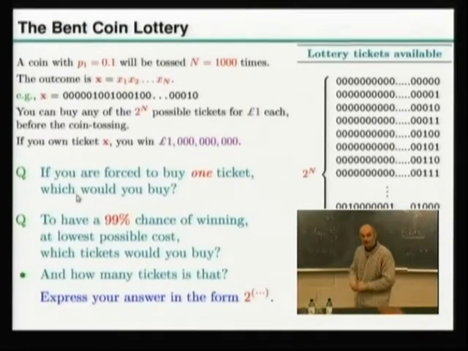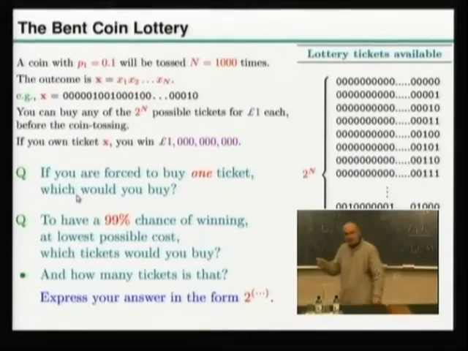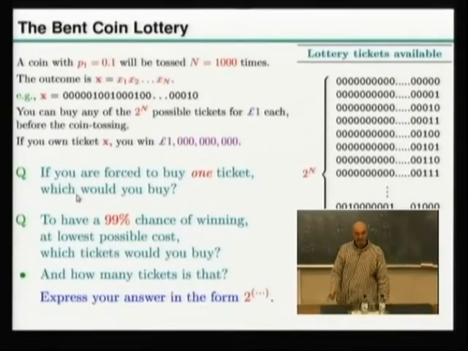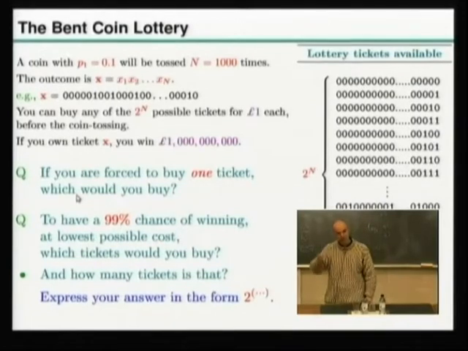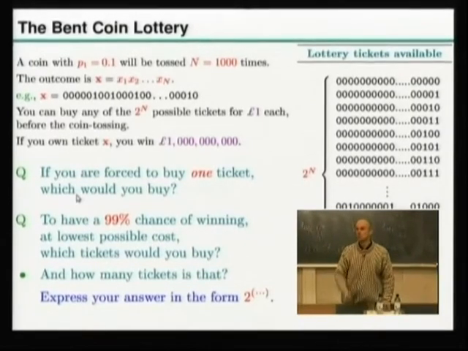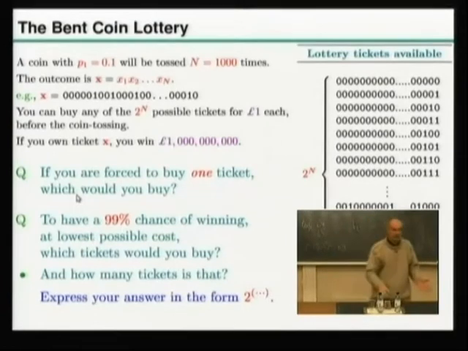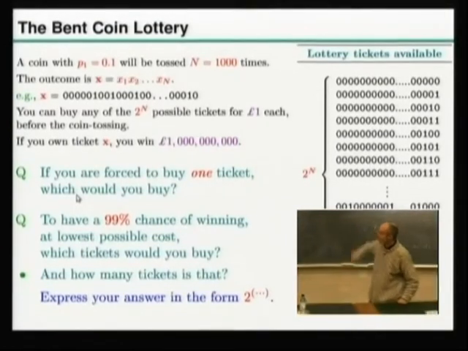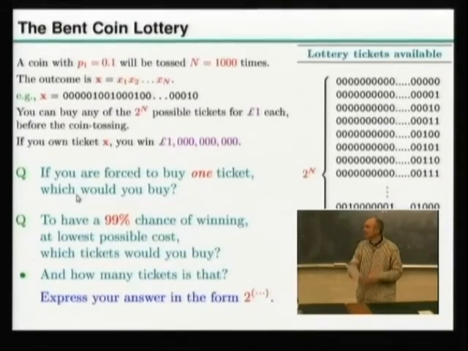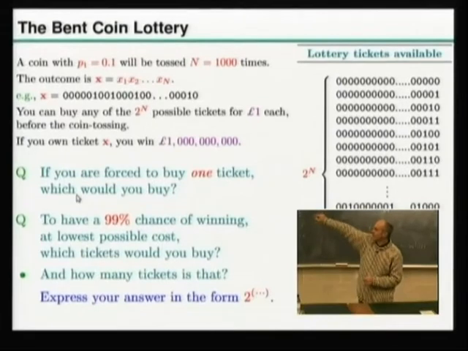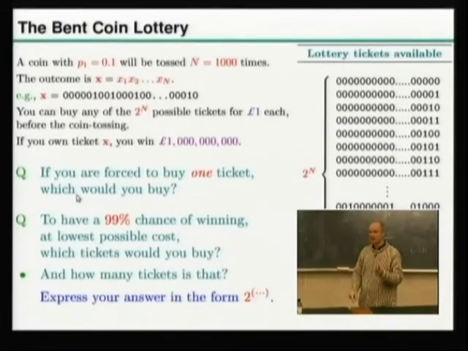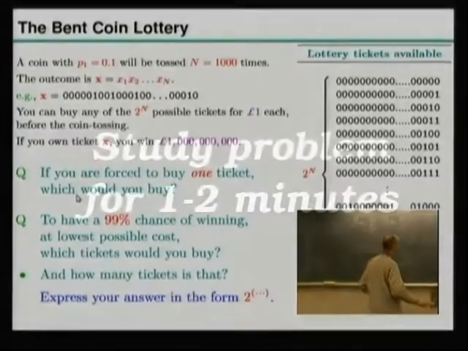And here are the questions I'm going to ask you now. First, if instead the rule was you're just being forced to buy one ticket, so you've got a pound and you're forced to go and spend it, which ticket would you buy to have the best chance of winning? Then question two is going to be, to have a 99% chance of winning, which tickets would you buy and how many tickets is that? And please express your answer in the form 2 to the power of something. Okay, so that's 3 questions for you. Please have a chat with your neighbor and answer all of these questions. I'll wipe the board.